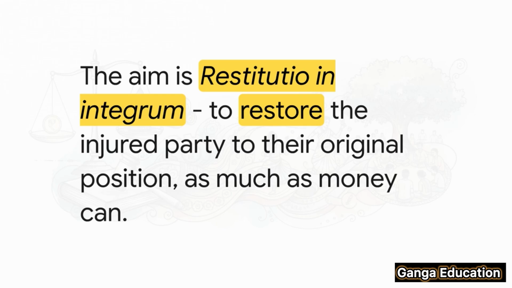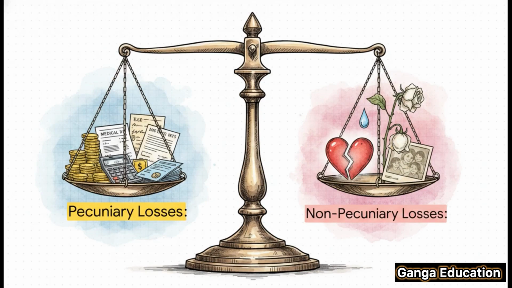Now, I know it sounds super academic, but its meaning is actually very simple and really powerful. The goal of all this compensation is to restore the person to the position they were in before the harm happened, as much as money can possibly do that. This really breaks it down perfectly.